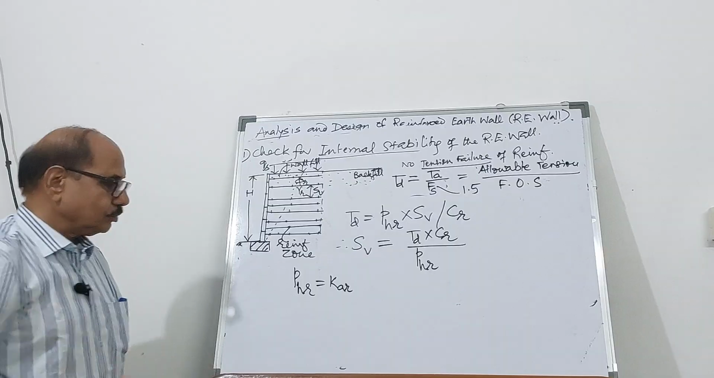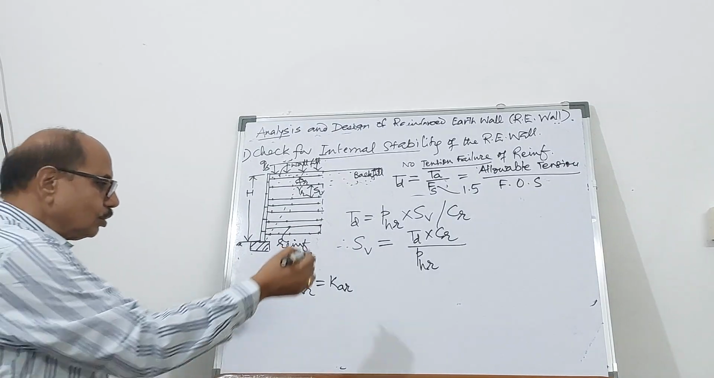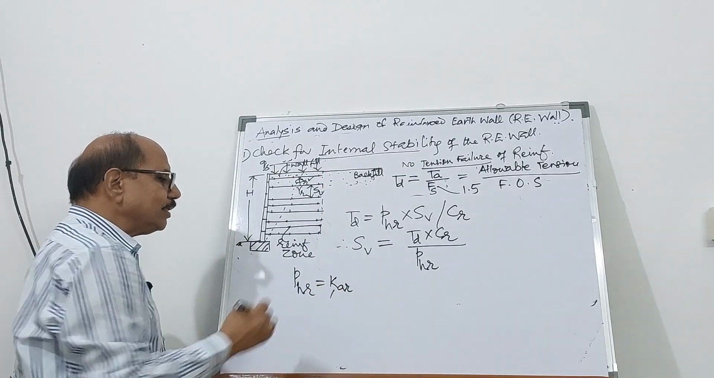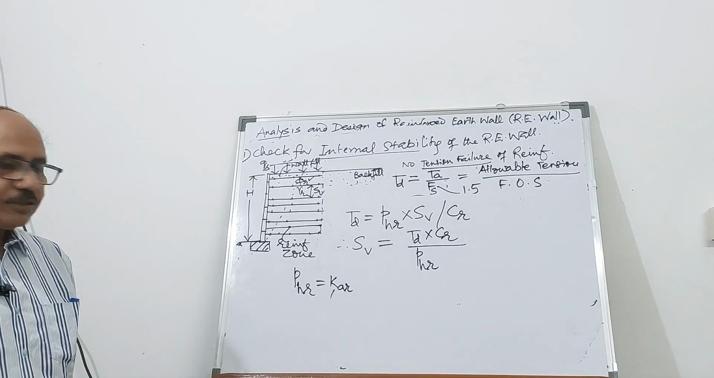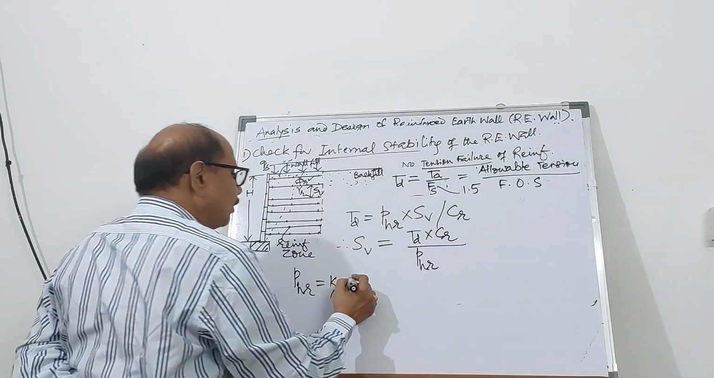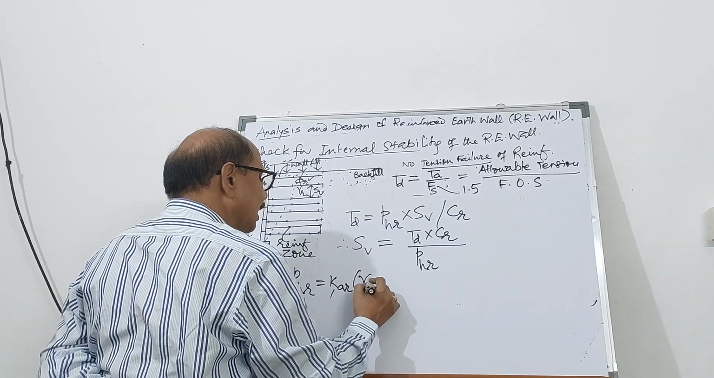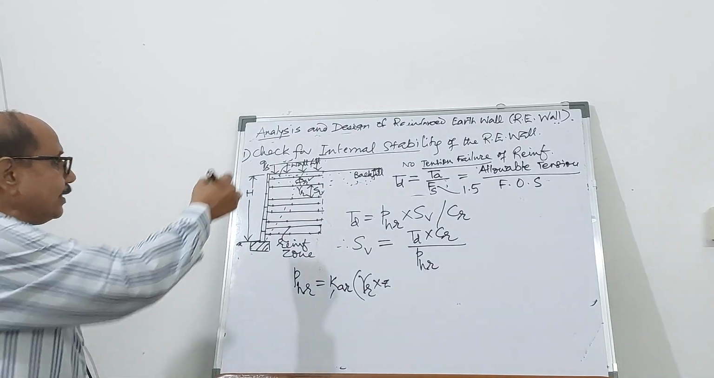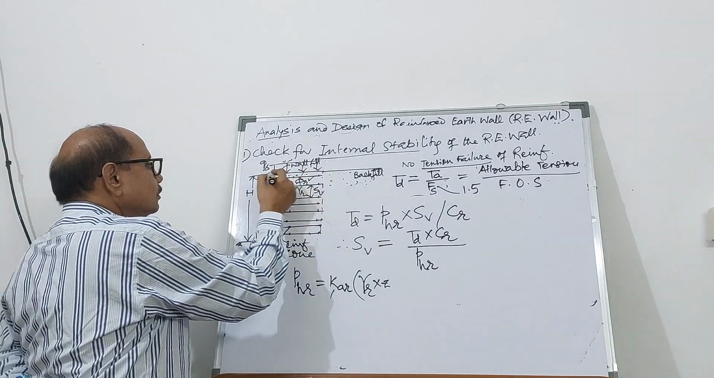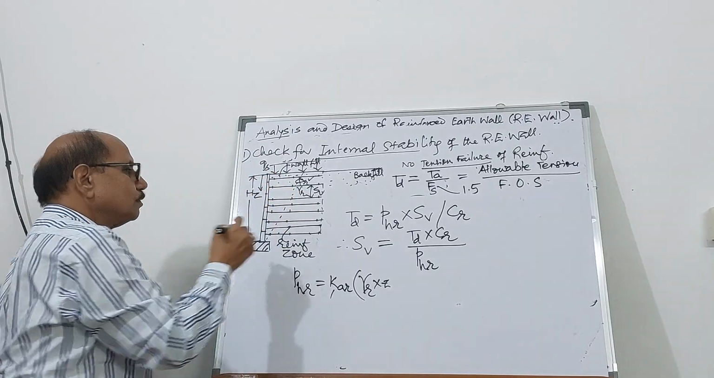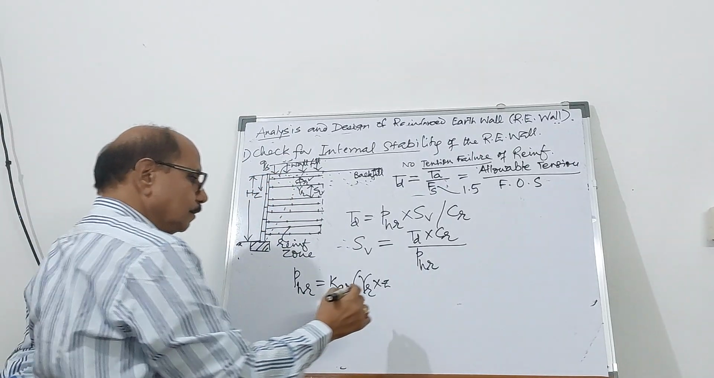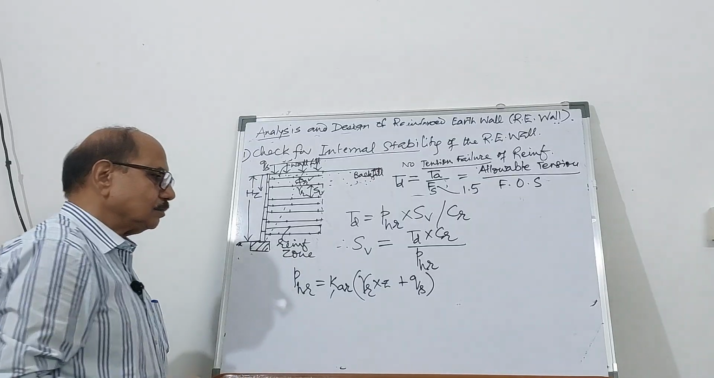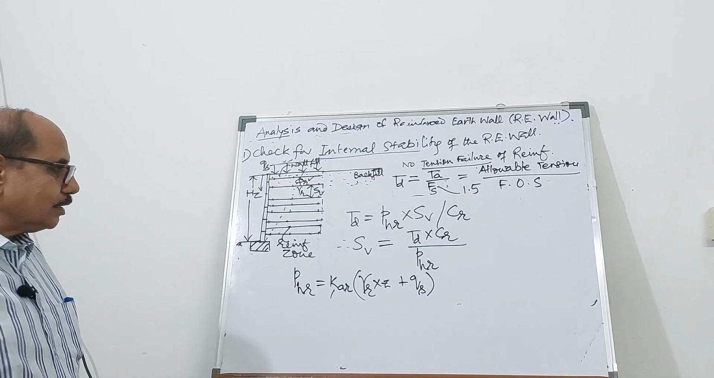This is the non-reinforced zone. Depending upon the value of phi r, Kr, the coefficient of active earth pressure, will be calculated, multiplied by gamma r into z at any vertical distance, at any depth, and due to surcharge, Qs, you can calculate it.